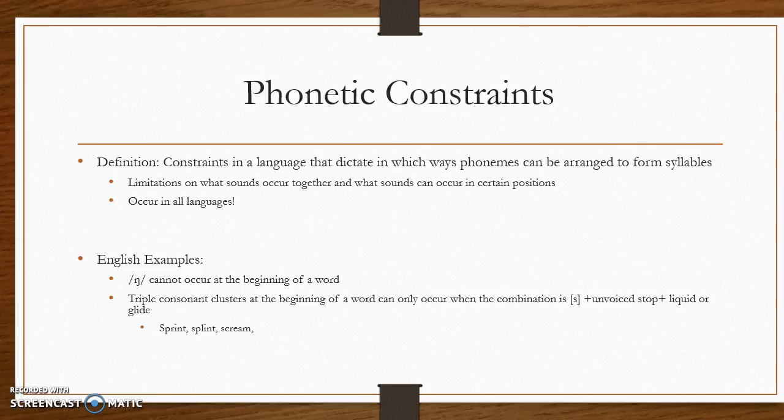The phonetic constraints are the constraints in a language that dictate the ways in which phonemes can be arranged to form syllables. There's limitations on what sounds can occur together and what sounds can occur in certain positions. And these rules are in all languages, but they differ from language to language. So, for example, in English, ng, like at the end of sing, cannot occur at the beginning of a word. Triple consonant clusters at the beginning of a word can only occur in the combination of S plus an unvoiced stop plus a liquid or a glide. So sprint, split, splint, scream.